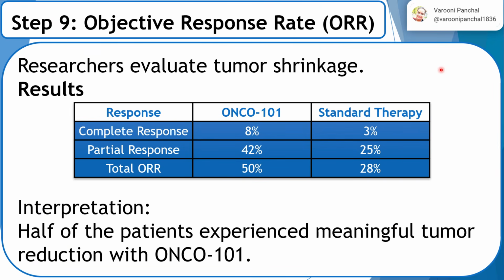Now researchers evaluate tumor shrinkage. Tumor shrinkage is nothing but whenever you are taking the Onco 1001 treatment, that new treatment, the tumor should decrease, it should shrink, their diameter should be less, right, as compared to the standard therapy.